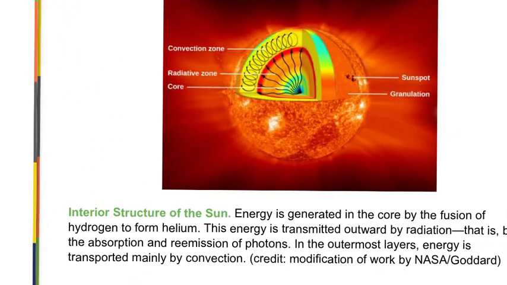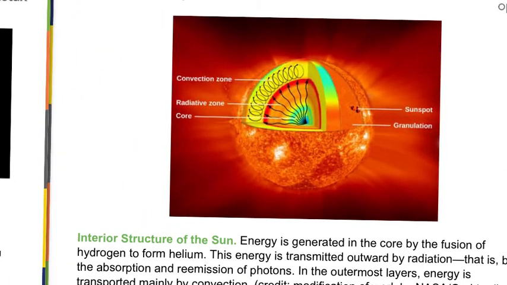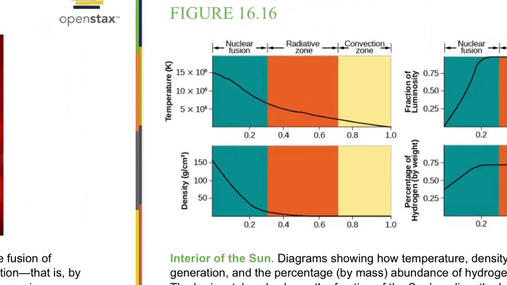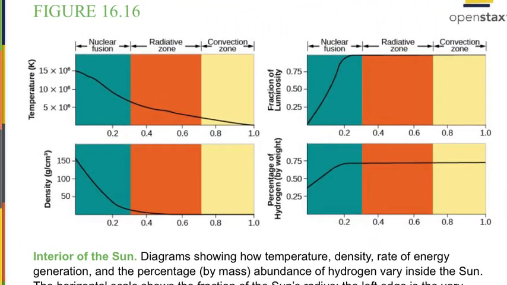So this is sort of our picture of the sun here, with a radiative zone and a convection zone like we saw a few chapters ago, and here's a sunspot. So these are 4 charts of sort of what's going on inside the sun.